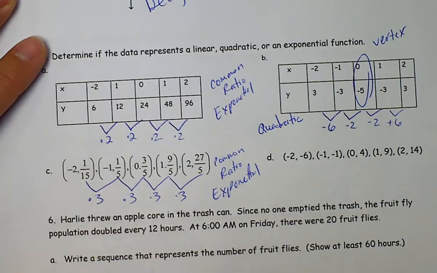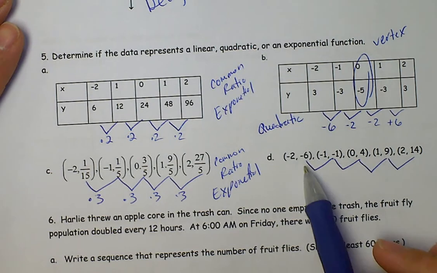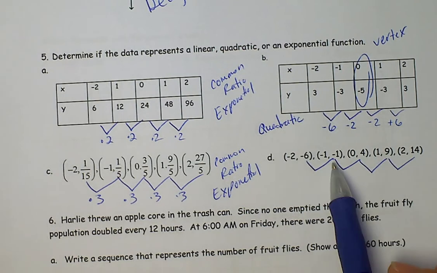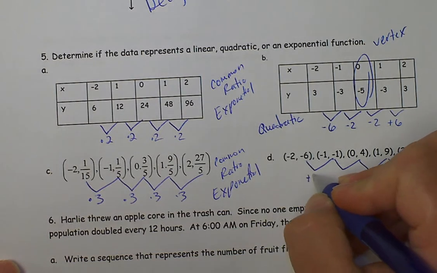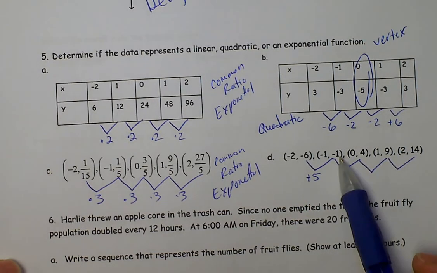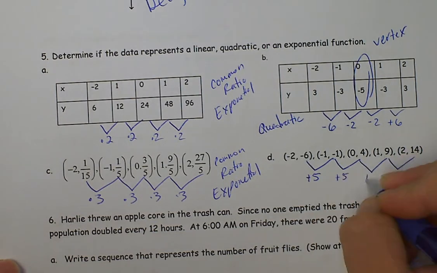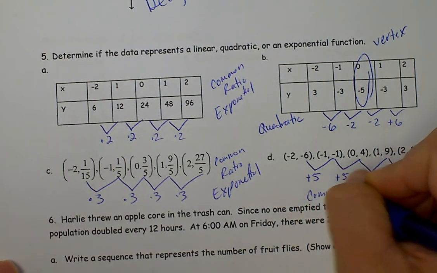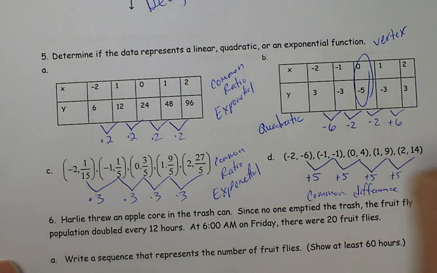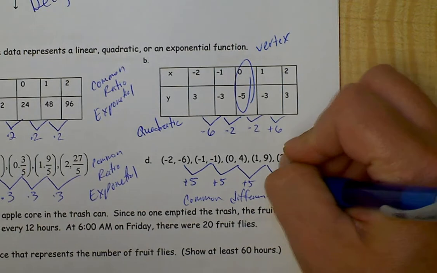Okay, D, 6 to -1, -1 to 4, 4 to 9, 9 to 14. Multiplication, I can check, but I don't think that's going to work. So then I look at -6 to -1, that's +5. -1 to 4 is +5. 4 to 9 is +5. 9 to 14 is +5. So that's called a common difference. And anytime I have pluses and they're constant, I know that that is linear.